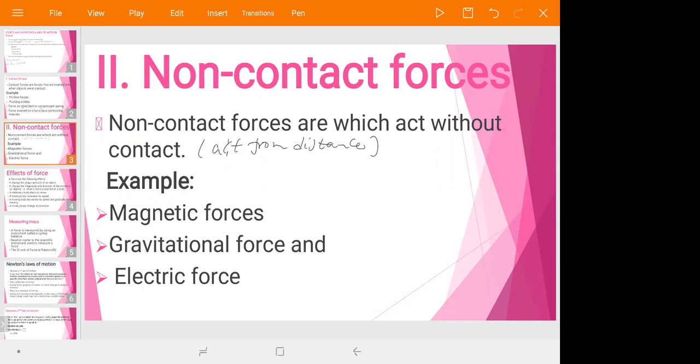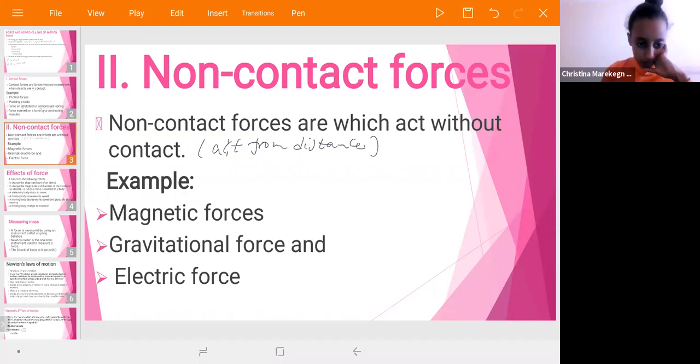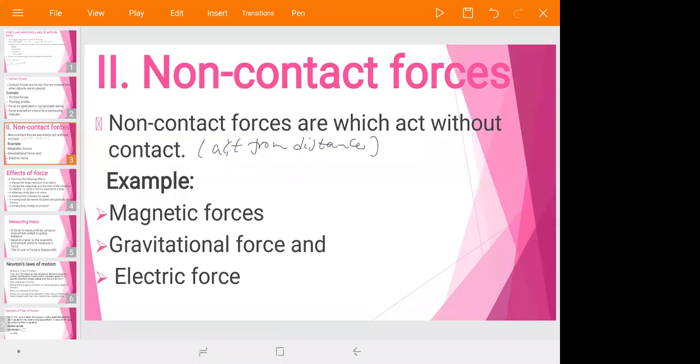Therefore, non-contact forces are exerted without body contact. Electric force, magnetic force, and gravitational force are non-contact forces. So when we classify force into two, they are contact and non-contact forces. Try to identify their examples and their definitions.